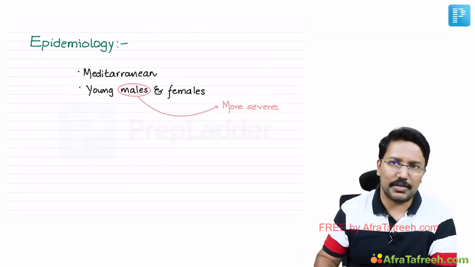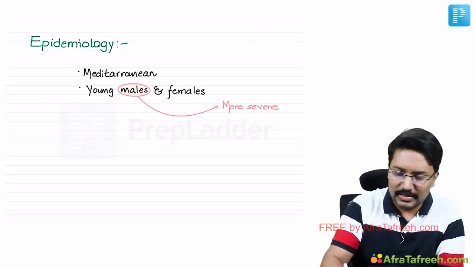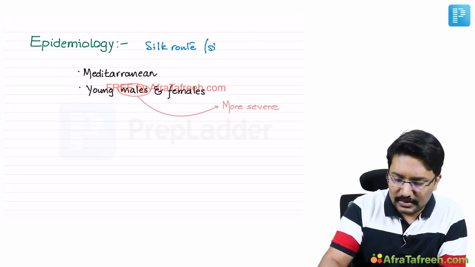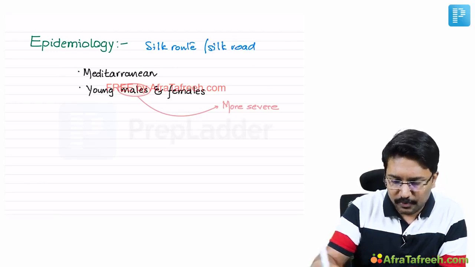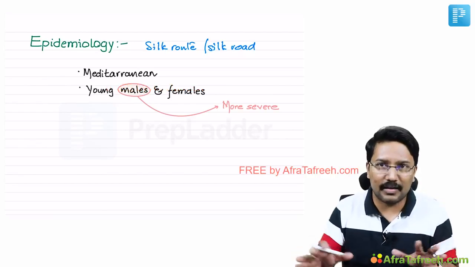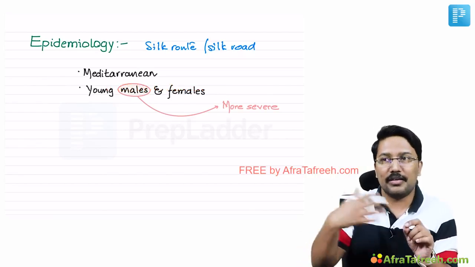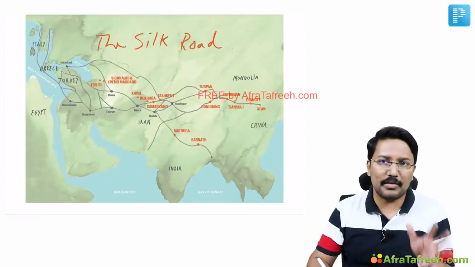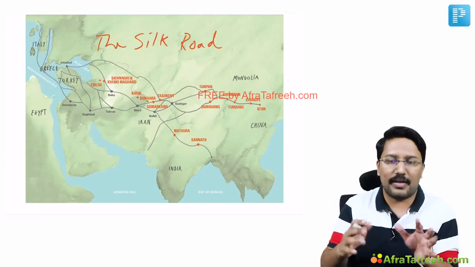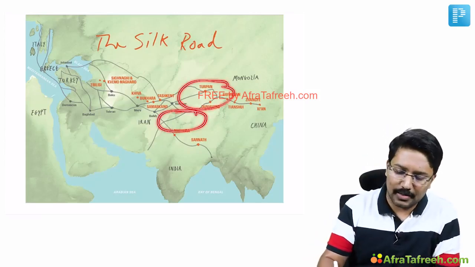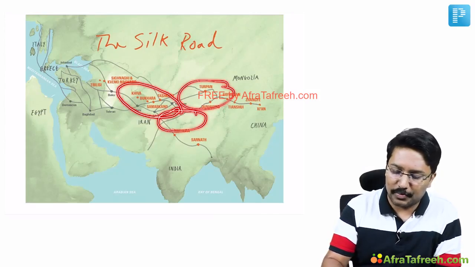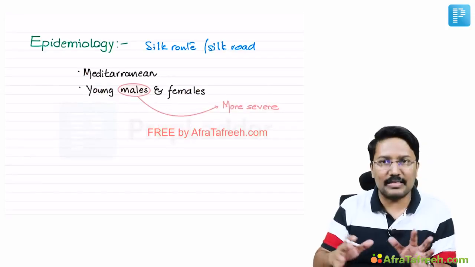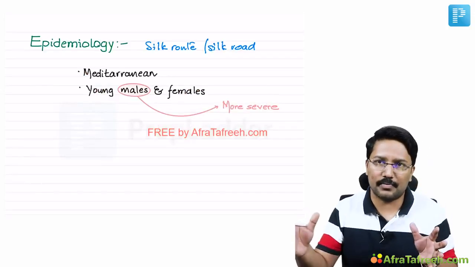Now coming to its epidemiology. This disorder is also called Silk Road or Silk Route disease. Why so? Because the prevalence is significantly higher in the geographical distribution of the ancient Silk Route. For those not familiar with history, the Silk Route primarily connects parts of China, India, and the Gulf world, primarily Iran and Turkey. So the disease incidence is significantly higher in this belt.